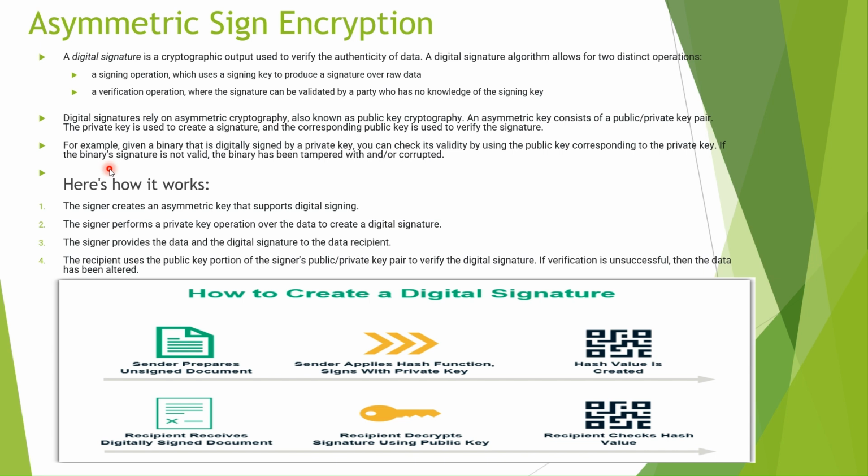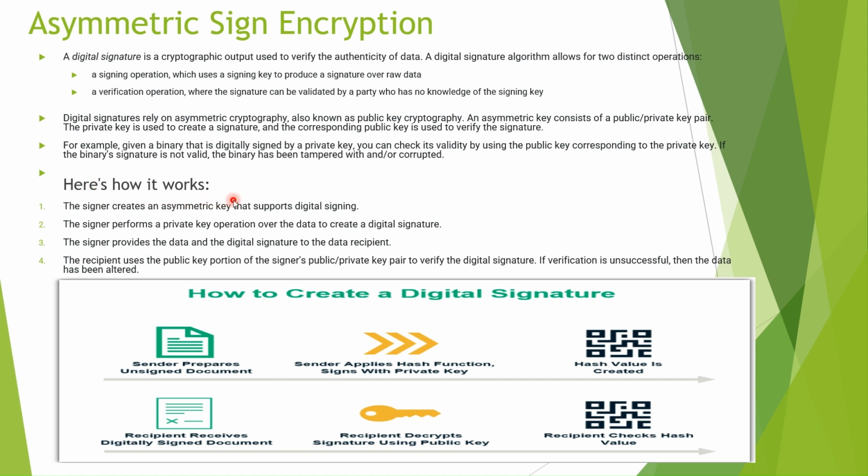Suppose you have binary data that is digitally signed by a private key. If you want to check the validity of this, first of all, you have to use the public key of that private key. Whenever you create a cryptographic key, it comes in a pair, a public and private pair. So if the binary signature is not valid, we can say that the binary data has been tampered with or corrupted in the process of transmitting.